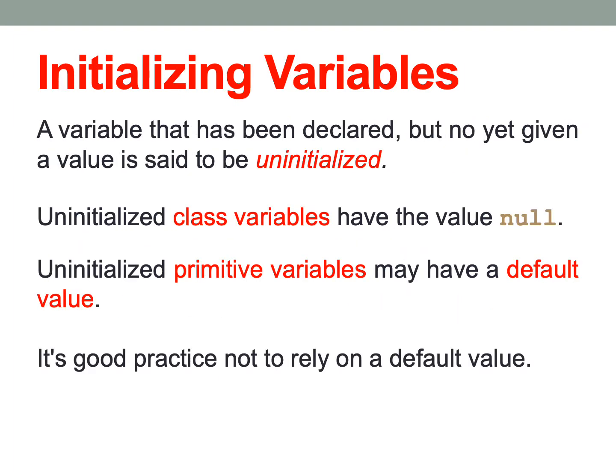Initializing variables. A variable that has been declared but not yet given a value is said to be uninitialized. Uninitialized primitive variables may have a default value. However, it is a good practice not to rely on the default value. For example, for class variables, what we have seen so far are local variables where the variables are valid only within the main method. Uninitialized class variables have the value null or no number or 0.